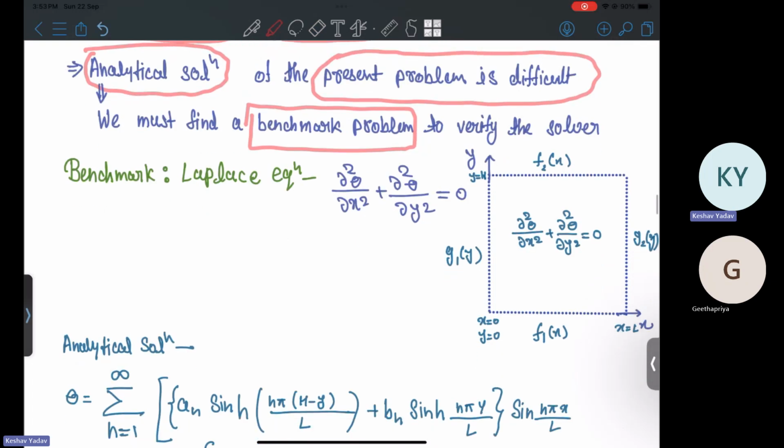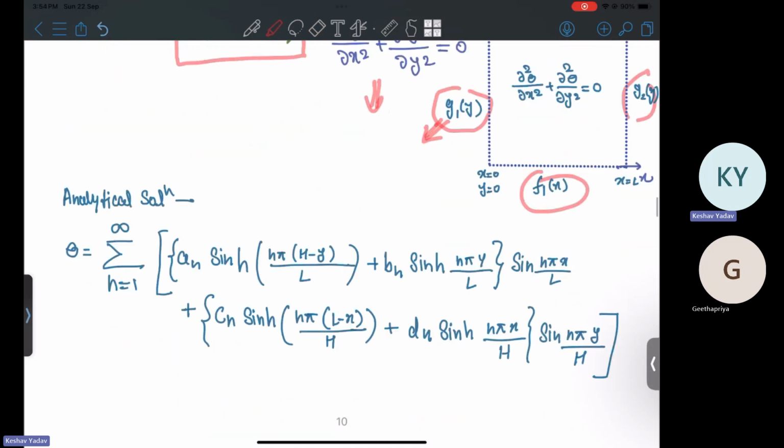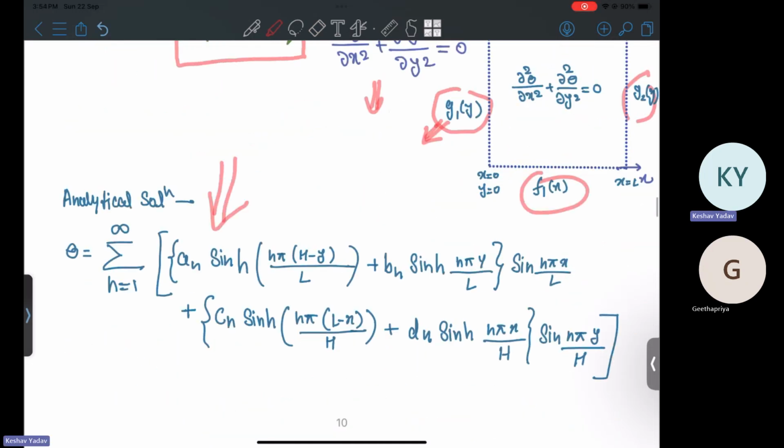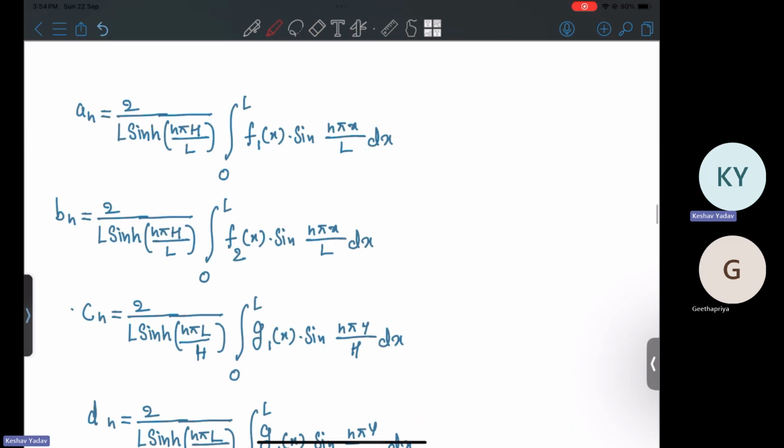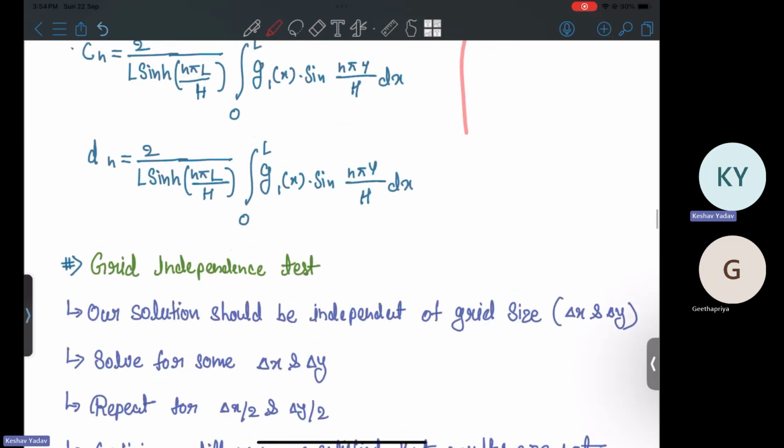So the benchmark problem selected here is the homogeneous part of that equation, that is the Laplace equation. This Laplace equation has some boundary condition at y equal to 0, y equal to h. Similarly, at x equal to 0, x equal to L, the boundary condition is given. In that case, this will be the analytical solution that will come. We will not bother about how we get the solution. This is the solution that we will get if we go for the analytical solution, with some values of A, B, C, D, and n.